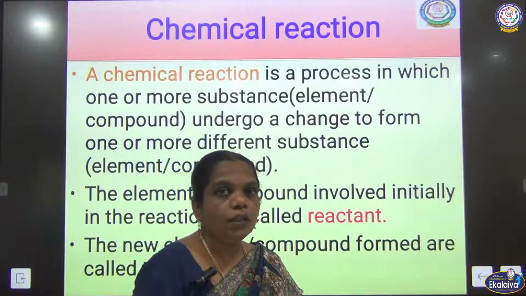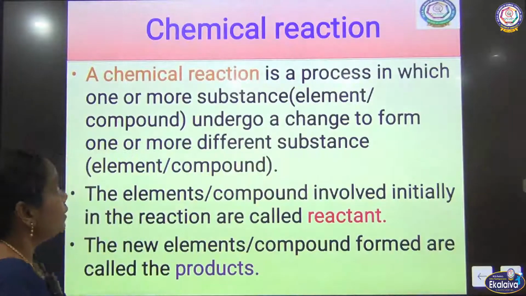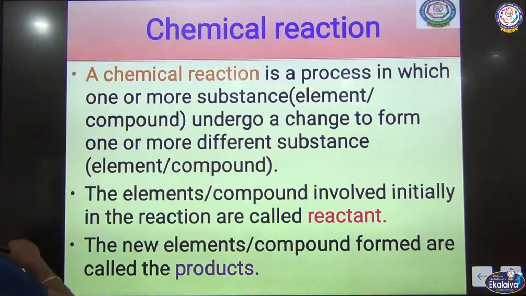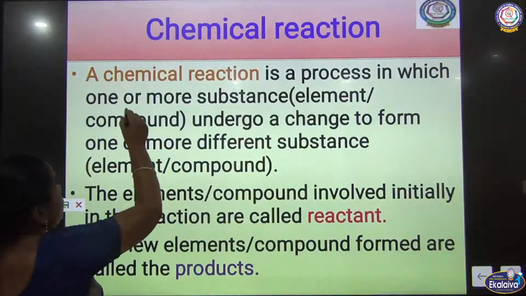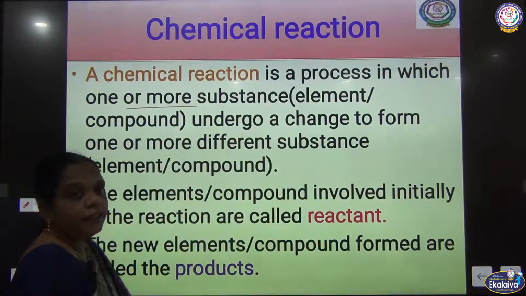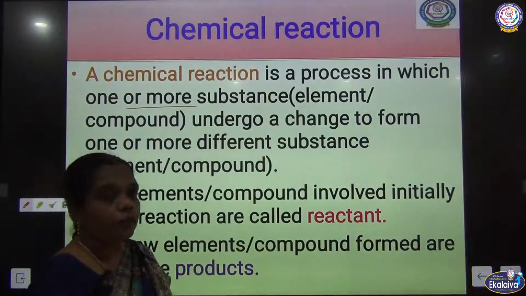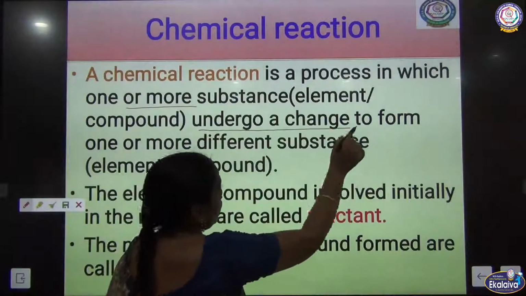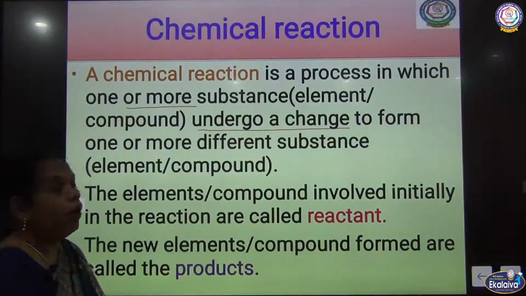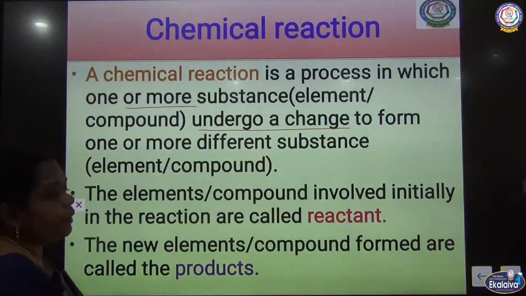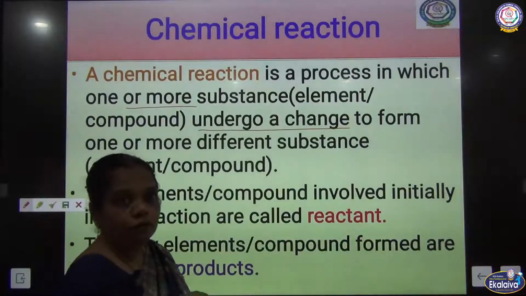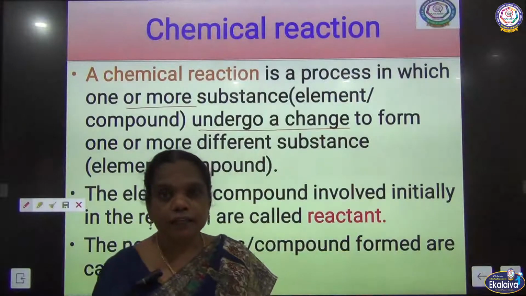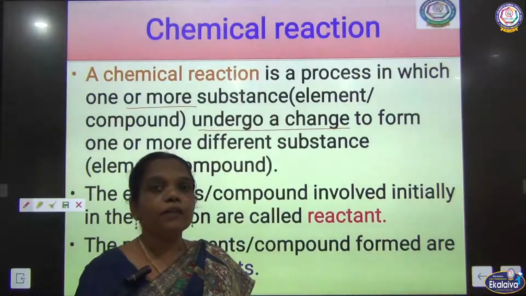Understand now, what is a chemical reaction? A chemical reaction is a process in which one or more substances react or undergo change to form one or more different substances. So when one, two or more substances are involved in changes to give different substances, what is it called? Chemical reaction.